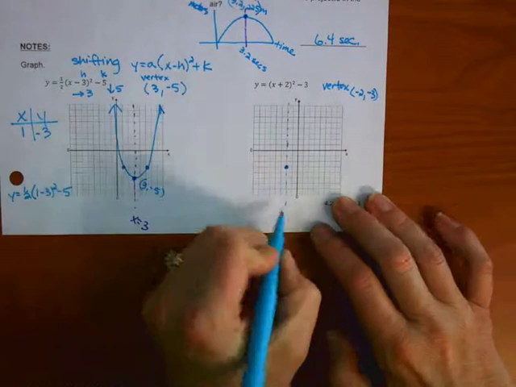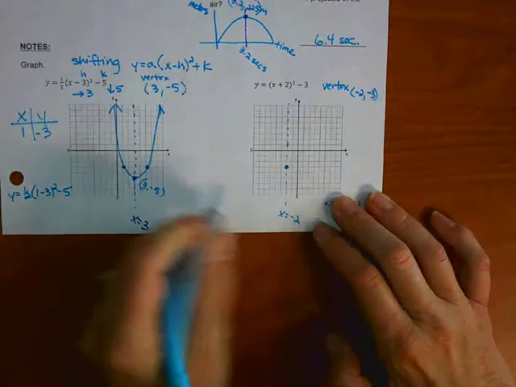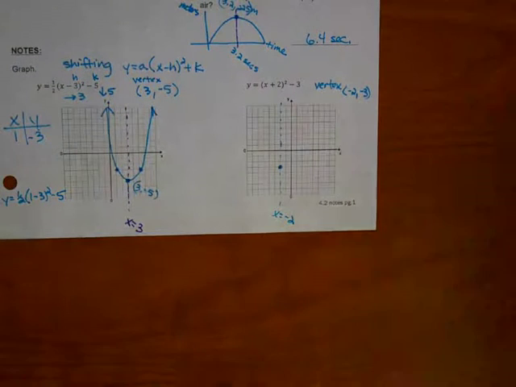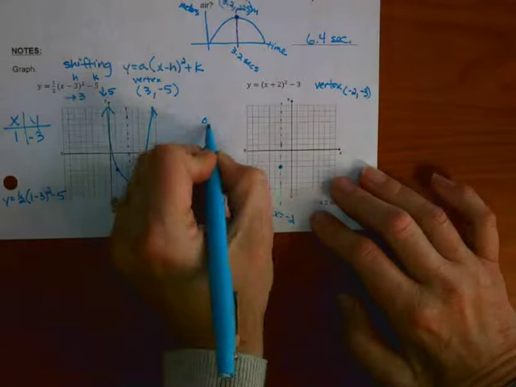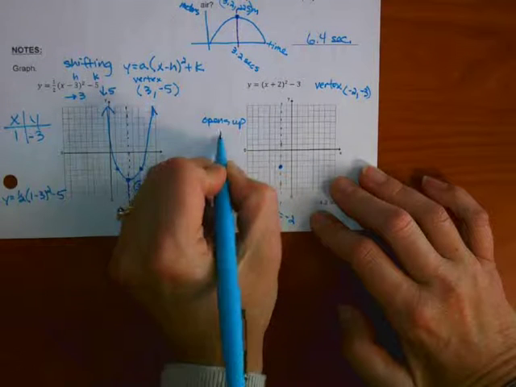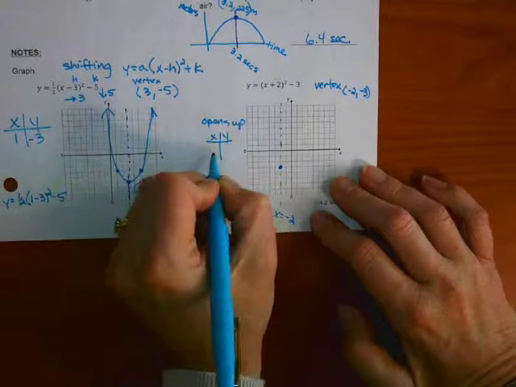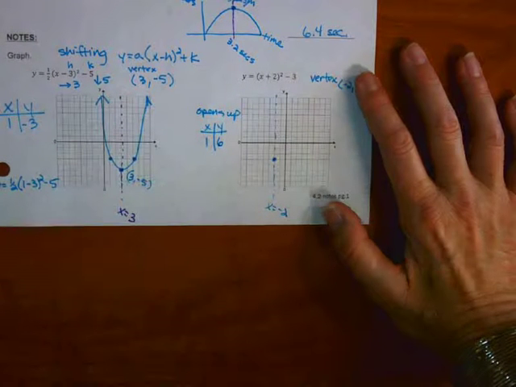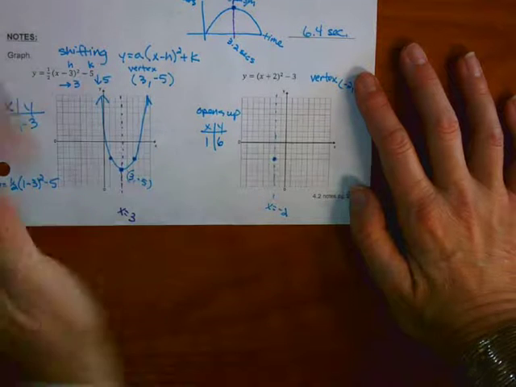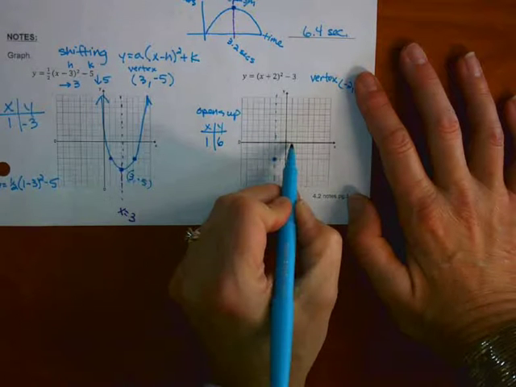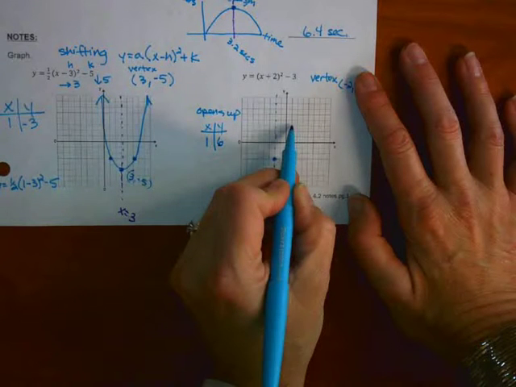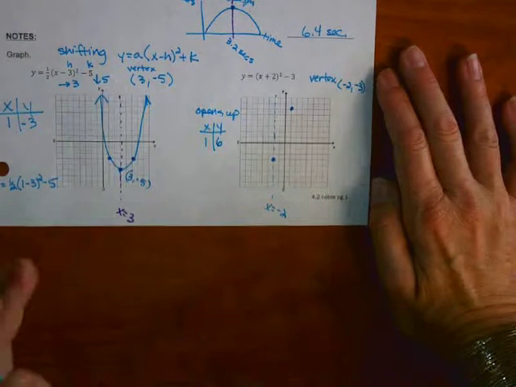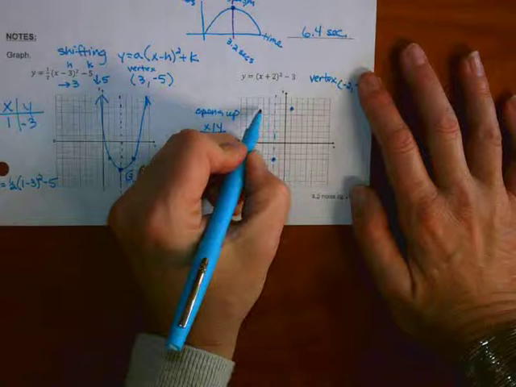There's my axis of symmetry, which is x equals -2. How do I get another point? Plug anything in. Let's plug 1 in. I know it opens up. Just keeping that in mind. I'm going to plug 1 in. When I plug 1 in, I get 6. Okay? So I'm going to plot that point. Over 1, up 6. 1, 2, 3, 4, 5, 6. And then I can just go to the other side of the axis of symmetry. 3 over, 3 over.